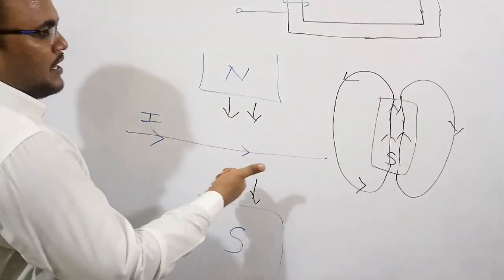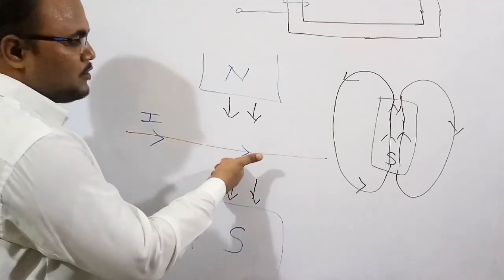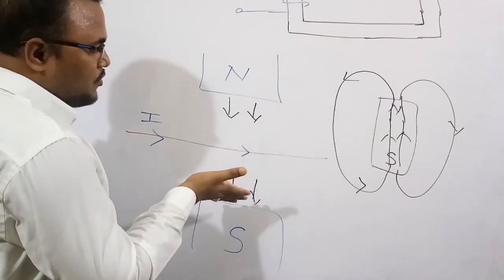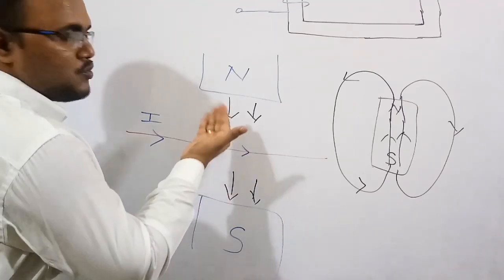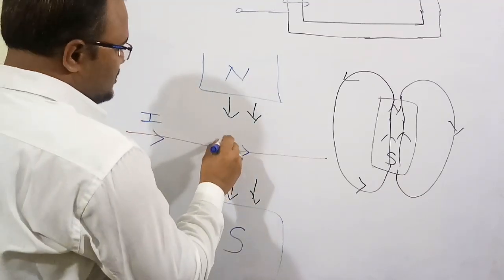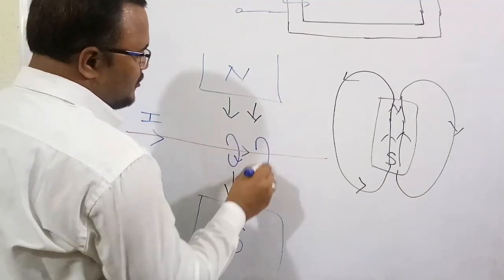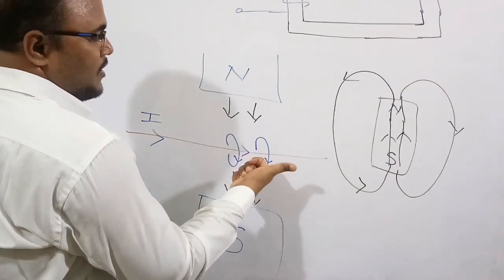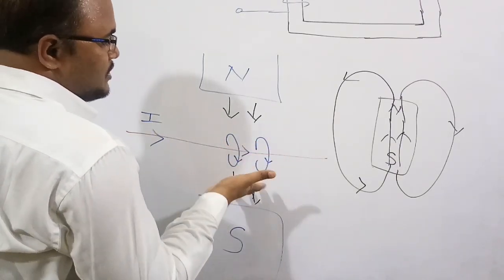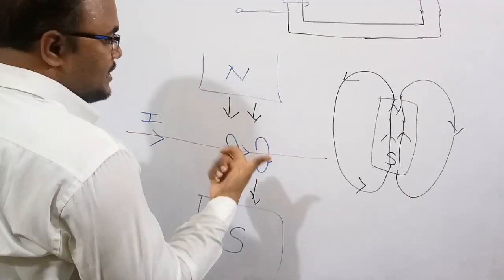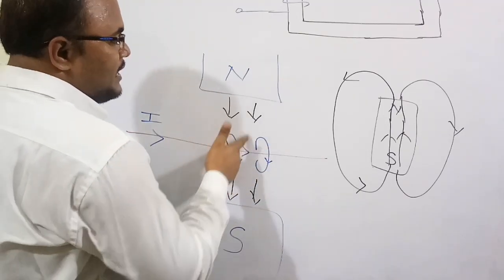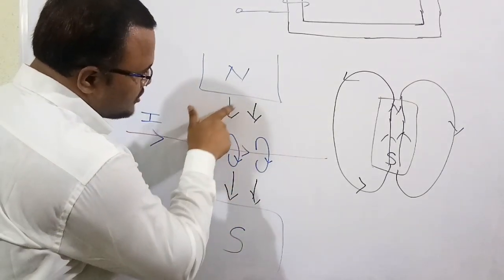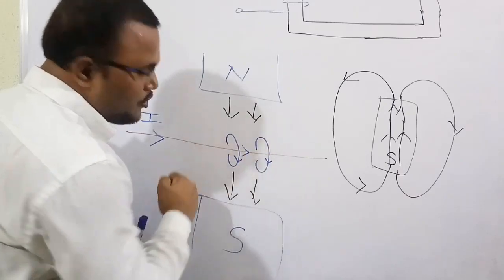Please keep the thumb in the direction of the current in the wire and curl the fingers. I am curling the fingers like this. Therefore, the magnetic field will be from down to upward, in this fashion. See carefully, I am keeping the thumb in the direction of the current and curling the fingers from downward to upward direction. Therefore, the magnetic field will be in this manner. If you see carefully, these arrows are downward and similarly these are downward.